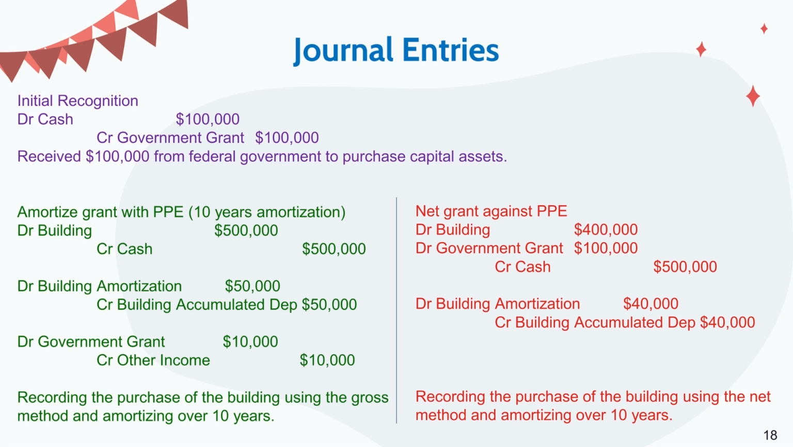In red, you could see what would happen if we netted the government grant against the PP&E when it was first purchased. You would first debit the building for $400,000, and then debit the government grant for $100,000, and then finally credit cash for $500,000. And then subsequently, when there's amortization, you would debit the building amortization by $40,000 and credit the building accumulated depreciation by $40,000. Effectively, under both methods, the building amortization would net to $40,000.